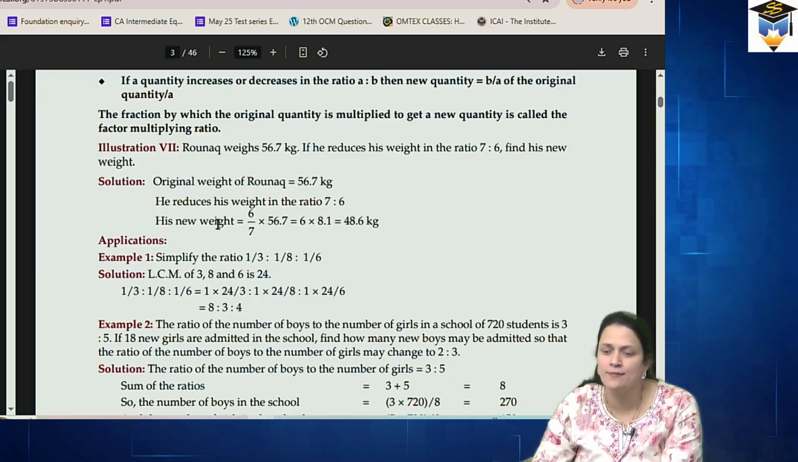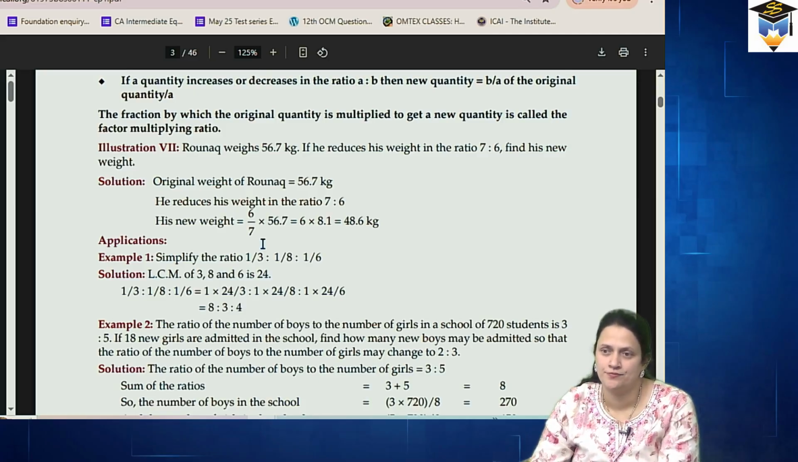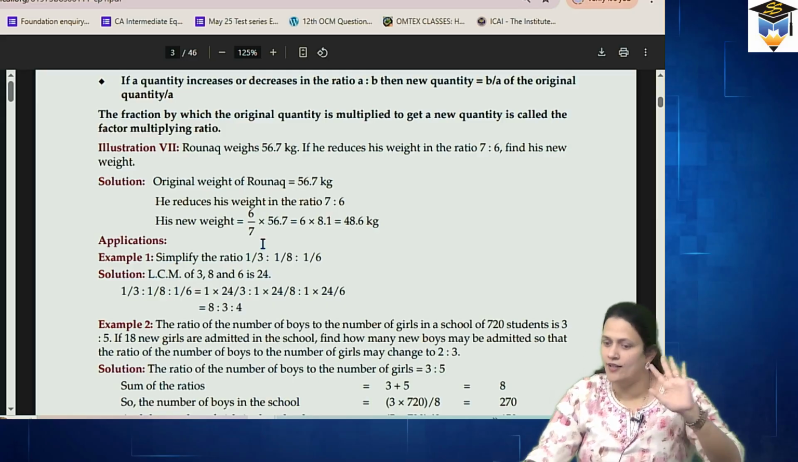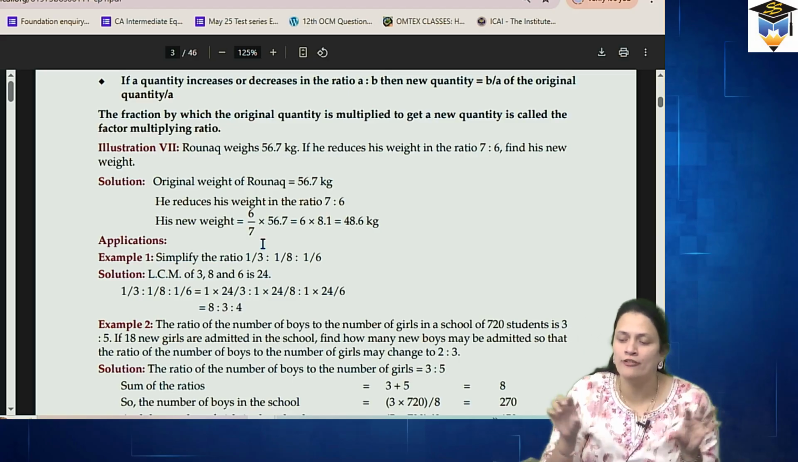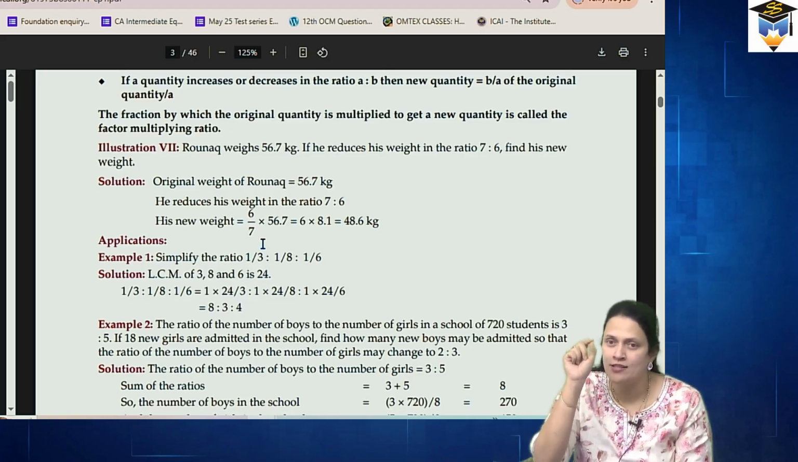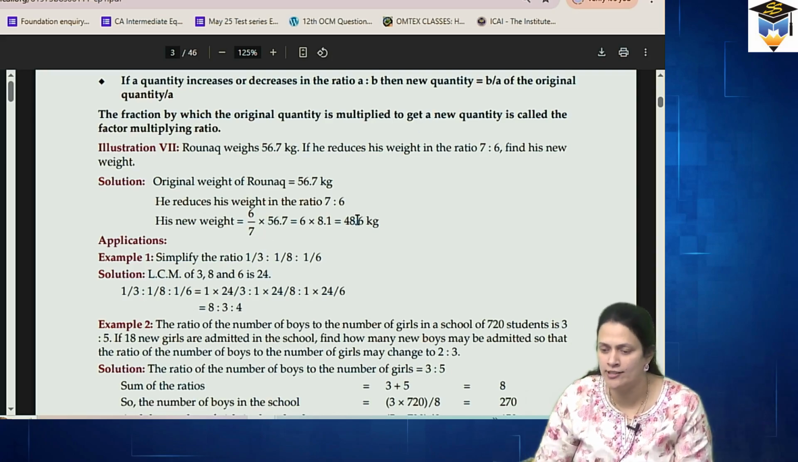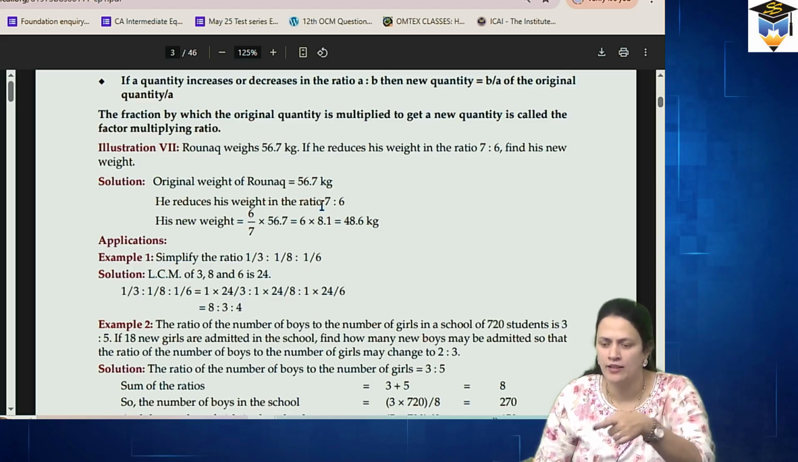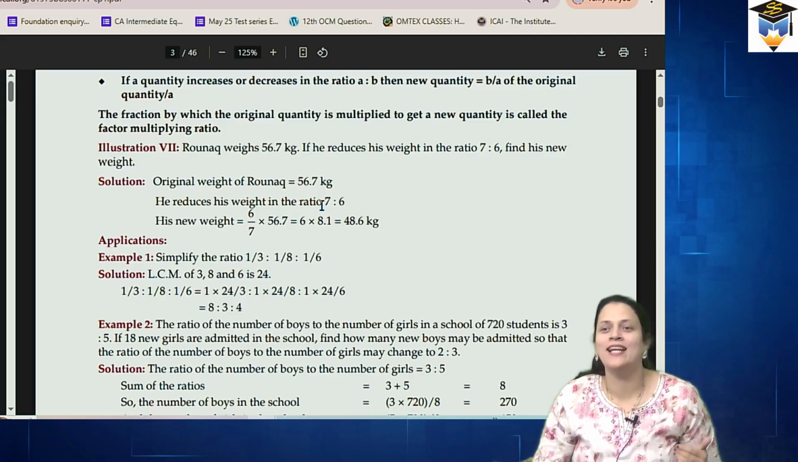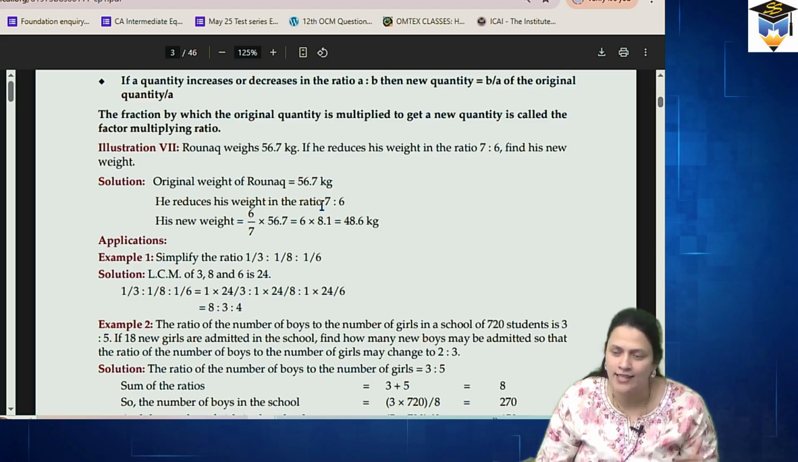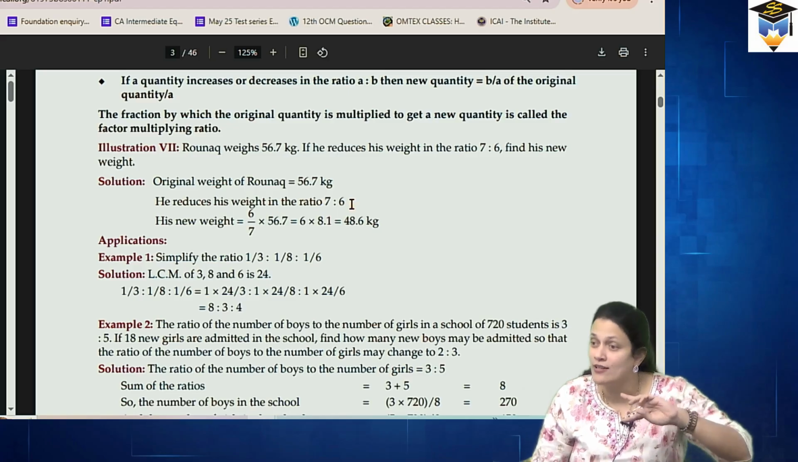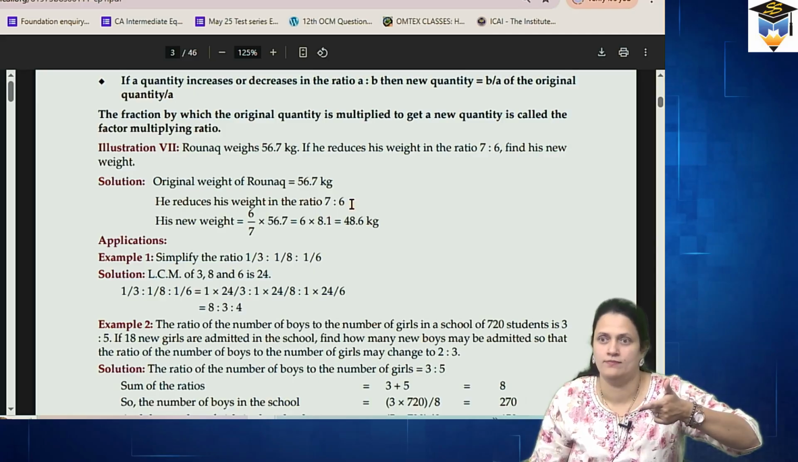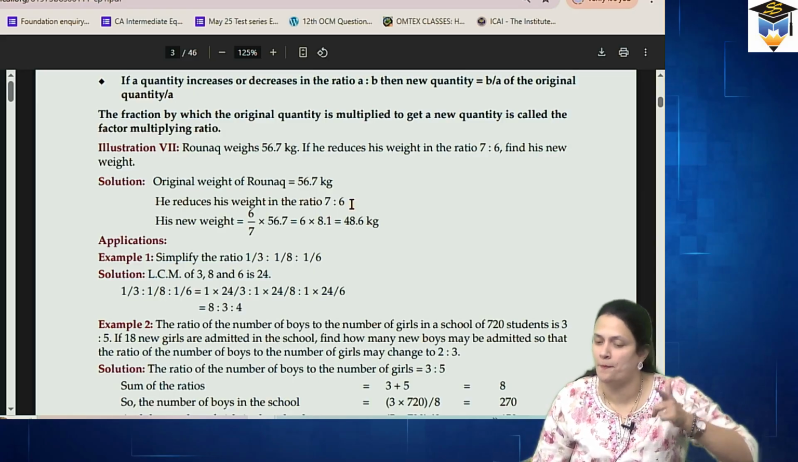Why have they taken 6/7 over here? See, if you observe, the original weight is given to you. So the first antecedent given in this ratio is 7. Initially, it was some weight, in this case 56.7. Now it is going to decrease. That's why you have to take the reciprocal. Have you understood?